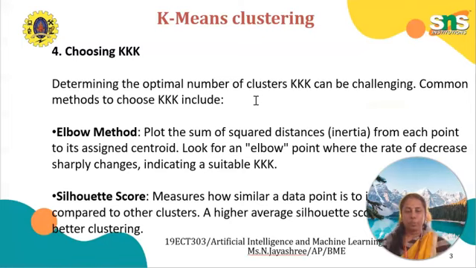And Silhouette score. That is what? It measures how similar a data point is to its own cluster compared to other clusters. A higher average Silhouette score indicates better clustering. Okay, choosing K, there are 2 methods: elbow method and Silhouette score. And next one is what?